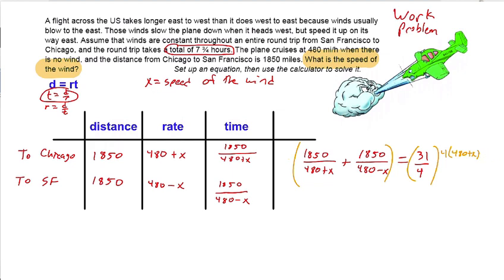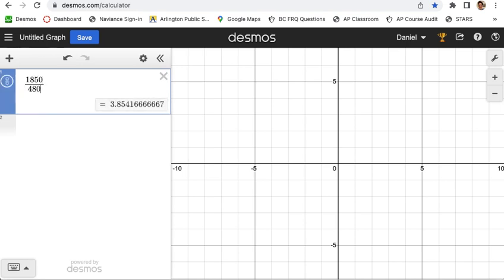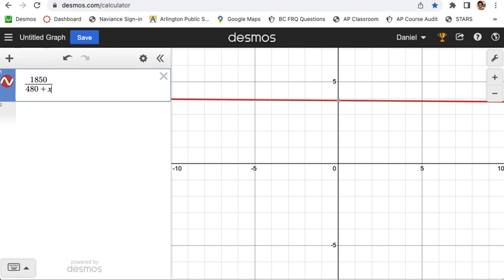What I want to show you for this example is how you can also solve equations on Desmos or any other grapher. We've seen versions of this in the past. If I want to solve an equation, remember it was 1850 over 480 plus x plus. Notice how, by the way, when I want to make a fraction, I hit the fraction button first. That way I don't have to worry about parentheses or anything like that.